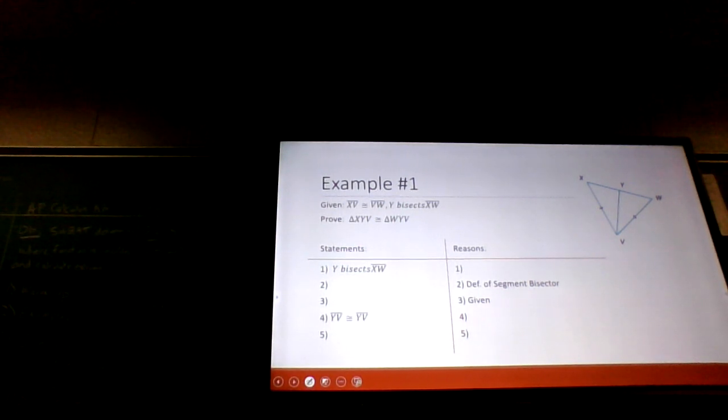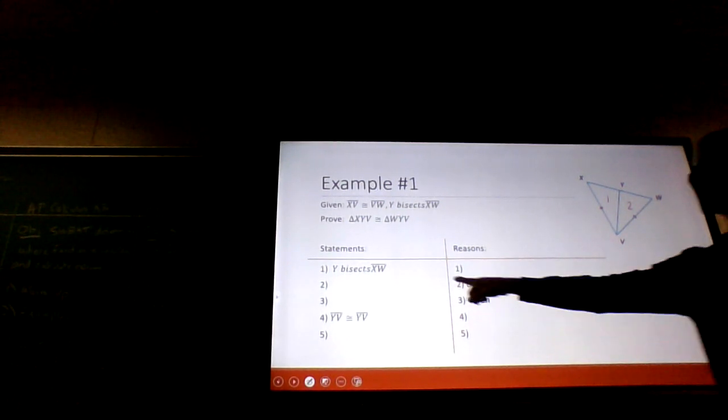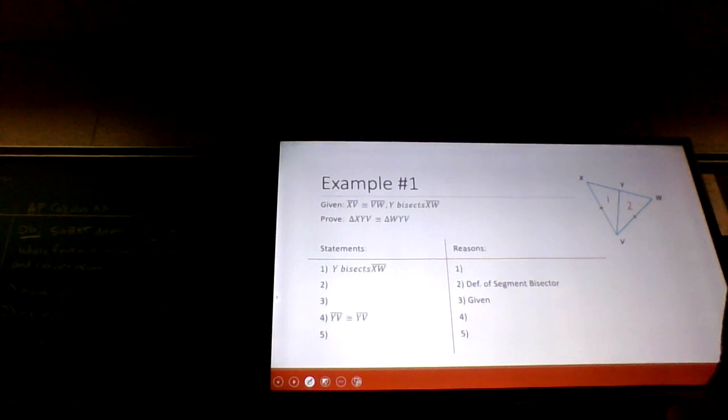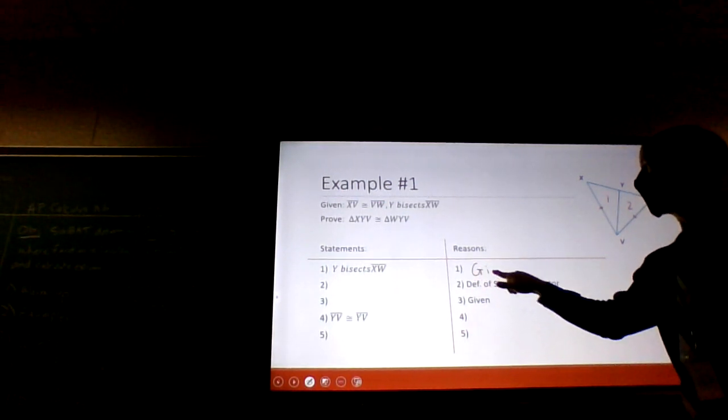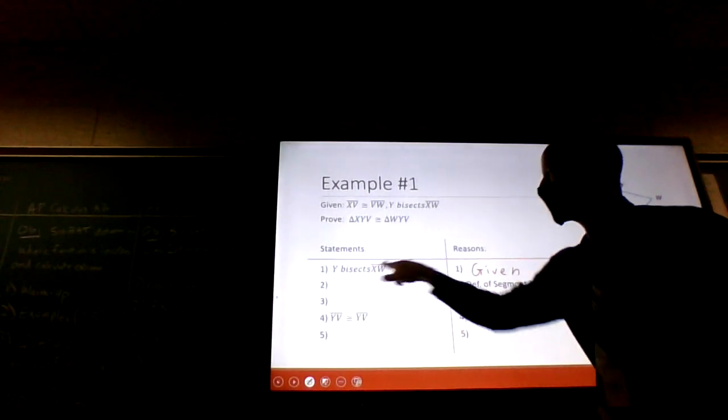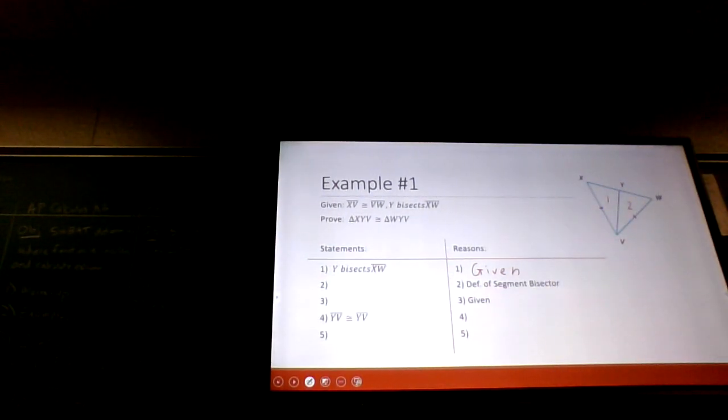So this is a proof. This might be something you'll see on your next test. It says there's some given information, and we're supposed to prove that those 2 triangles are congruent. We're trying to prove that, I'll call this triangle 1 and triangle 2 are congruent, right? Who can give me the reason for the first step? What's usually the first reason? It's almost always given. By the way, let's check that. Was this given? Yeah, so that's given. Okay. Now look at step 2.